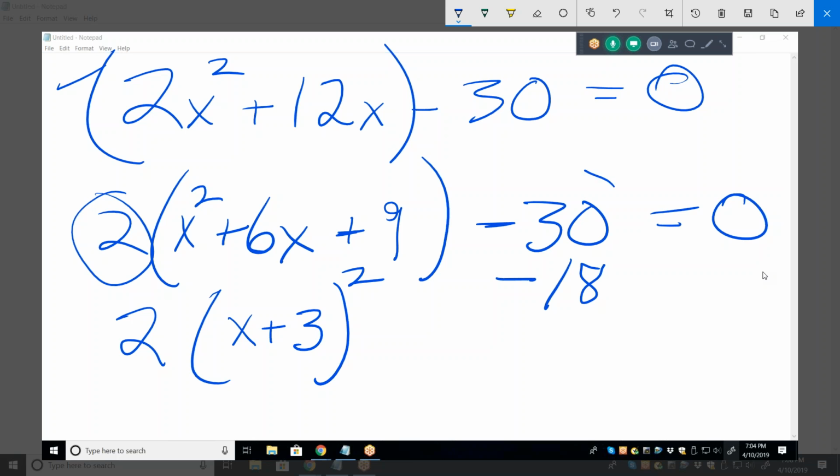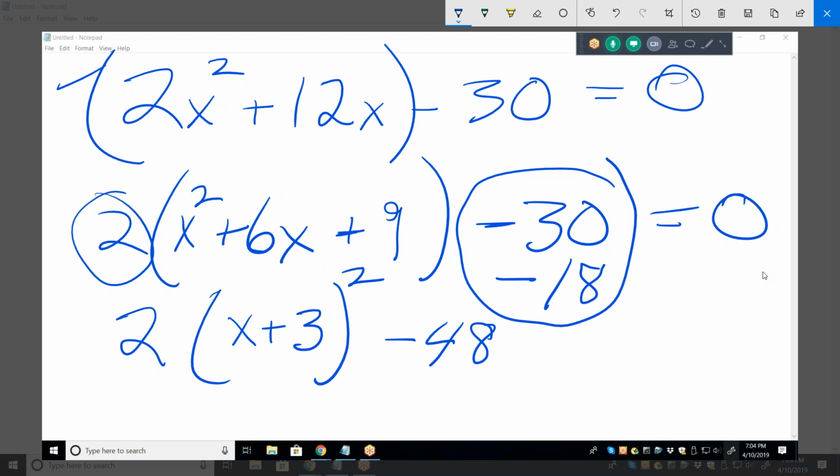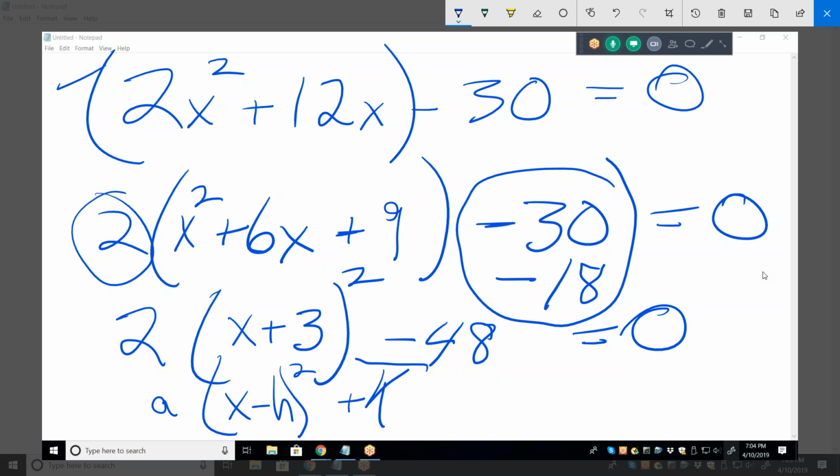And now you have to combine those two terms. What are those? That'd be negative 48. And now you have it in perfect vertex format. Notice the format we have it in: a times x minus h squared plus k. That's vertex format. So where's the vertex? Vertex would be negative 3, negative 48.